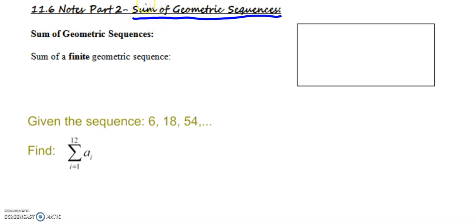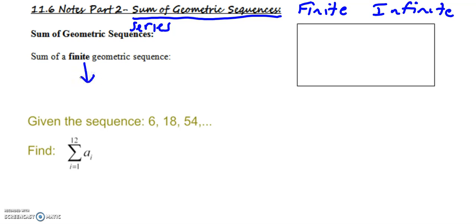So you might remember that when we were doing sums, sometimes you can call that a series instead of a sequence, and we have two types. We have a finite series or a sum, and we also have infinite. For arithmetic, we focused only on finite. However, we are going to focus on both for geometric. So our goal for the first part here is to find the sum of a finite geometric sequence, and that means that you have a set number of terms.